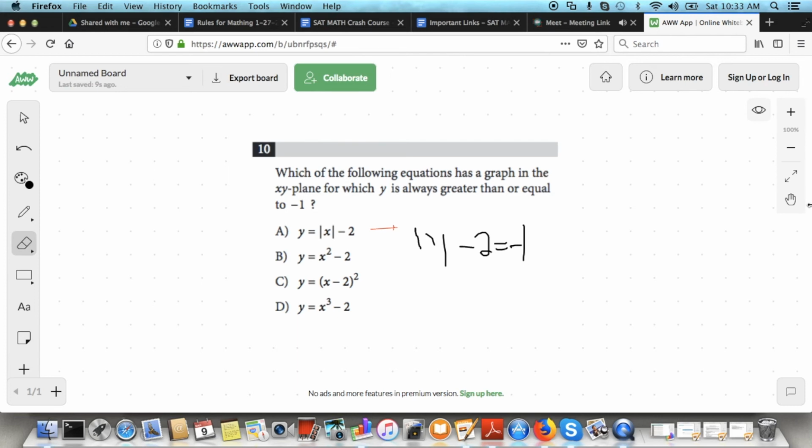Can anybody else? I can think of a value that would give us a y value less than -1. Yeah, I guess 0. What value? You see it? There, 0. There you go, buddy. 0.